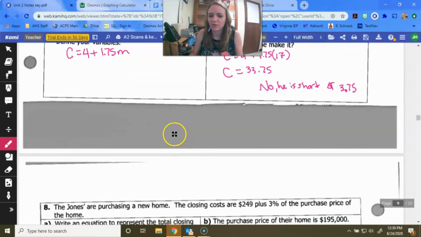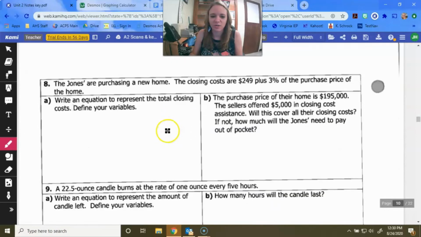All right. So good with that. Let's look at another one just to be sure, because I know word problems can be a little bit intimidating, especially if you don't really know what they're talking about. All right, the Joneses, they are purchasing a new home. Exciting. The closing costs are $249 plus 3% of the purchase price of the home.